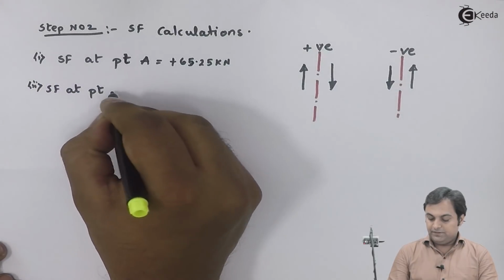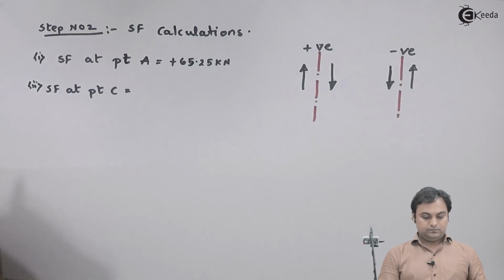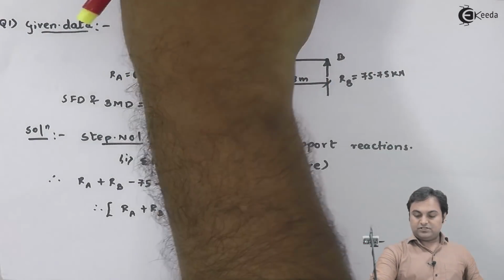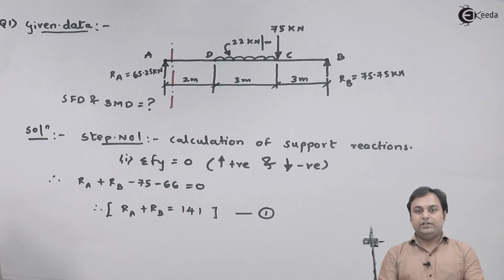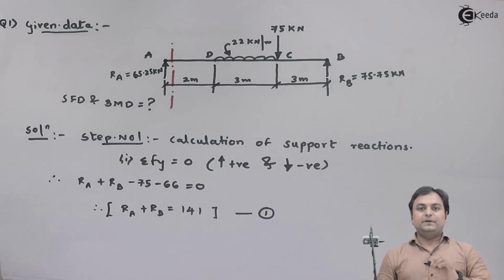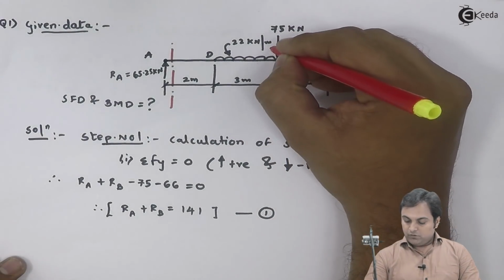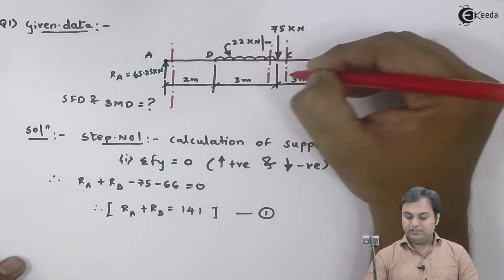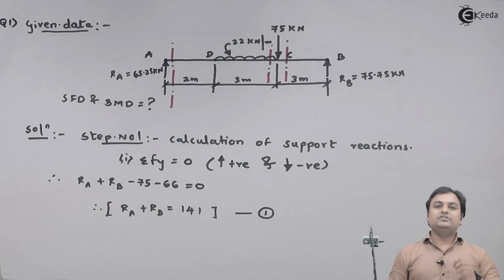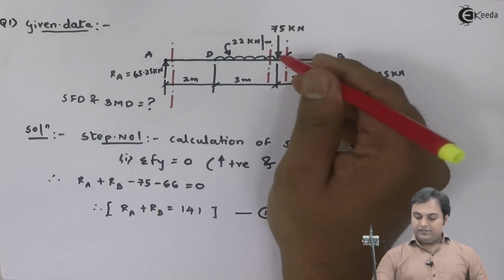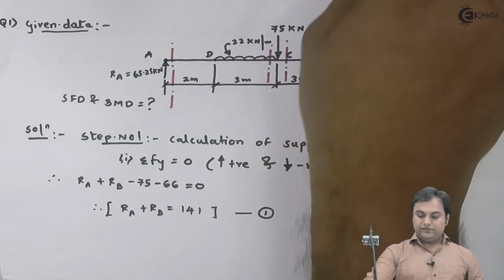at point C is equal to, if we look at point C, just before point C we have UDL and at point C we have point load. So it is better to calculate two values at single point C, one to the left of C and the other to the right of C. So at a single point C we would be having two values of shear force. So first I'll calculate SF at point C to the left of section.